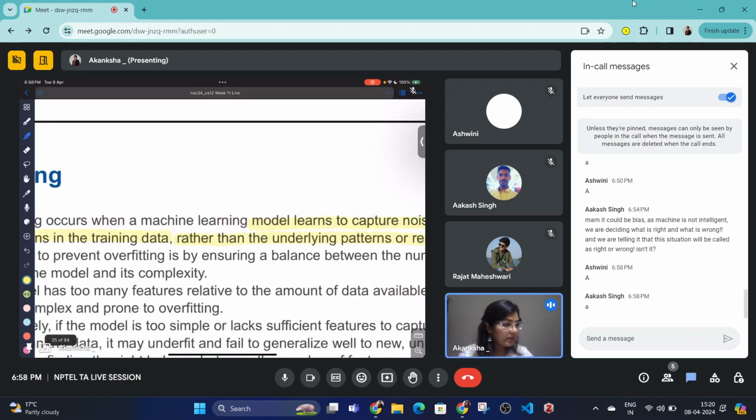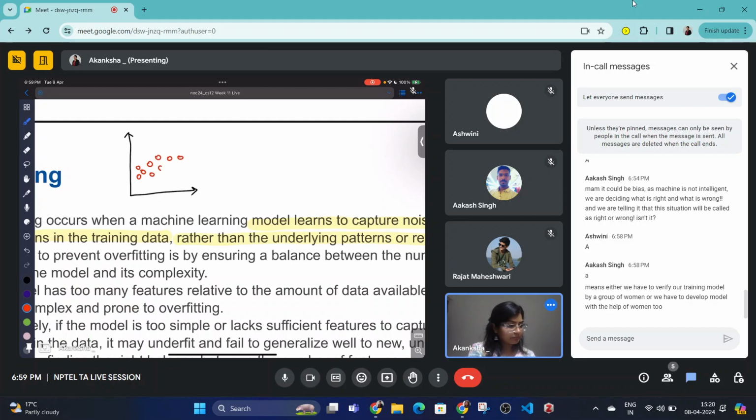So let's just describe what overfitting actually is. Suppose we have this classifier, right? And suppose this is the data, something like this. So if we want to design a classifier, okay, let me read something Akash has written. Either we have to verify a training model with a group of women or we have to develop a model with them. Yeah, my point is that we are introducing bias in some way, right?